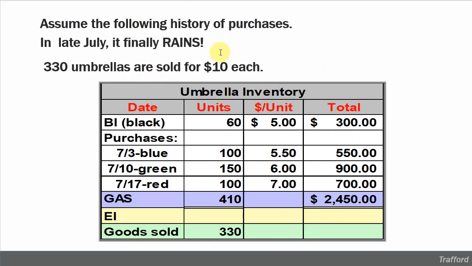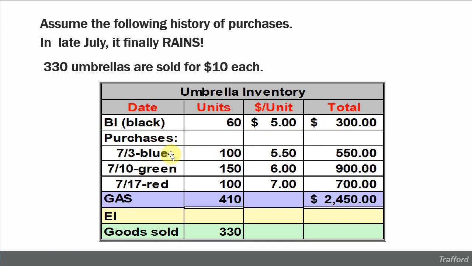What you're looking at on the bottom of the page here in this chart is a chronological history of Noah's purchase activity. So he started the month of July out with 60 black umbrellas. The BI here stands for beginning inventory. So Noah had 60 black umbrellas that he purchased sometime previously, and they all happened to be black. Back when Noah purchased those umbrellas, he paid $5 a piece for them. So if you take the 60 umbrellas times the cost per unit, you can see over here we have 60 umbrellas with a total cost of $300.